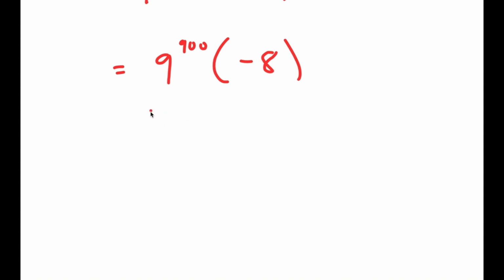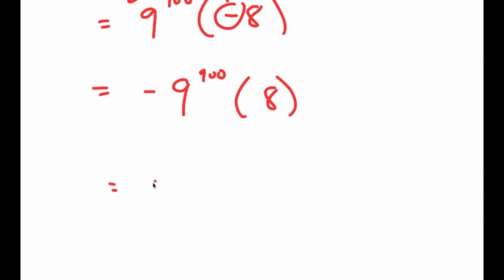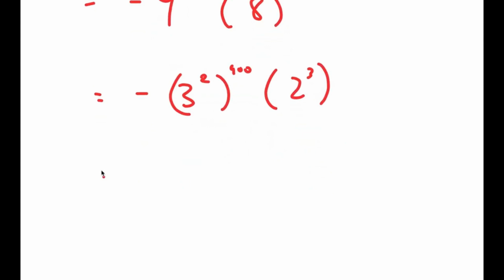Now from here, I said I was going to simplify this as much as possible, and we can't really get the exact value because 9 to the power of 900 is such a big number that we can't actually get the exact value for that. However, what we can get is the simplified value, and we're going to simplify it as much as possible. So I'm actually going to move this negative sign to the front, so I get negative 9 to the power of 900 times 8, and this gets me negative 3 squared to the power of 900 times 2 to the power of 3. We're simplifying these terms as much as possible.